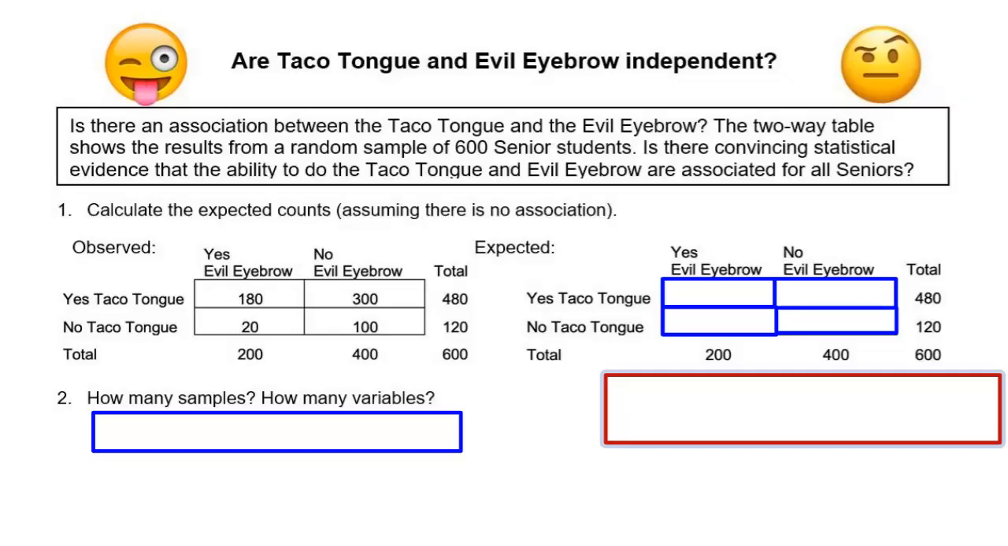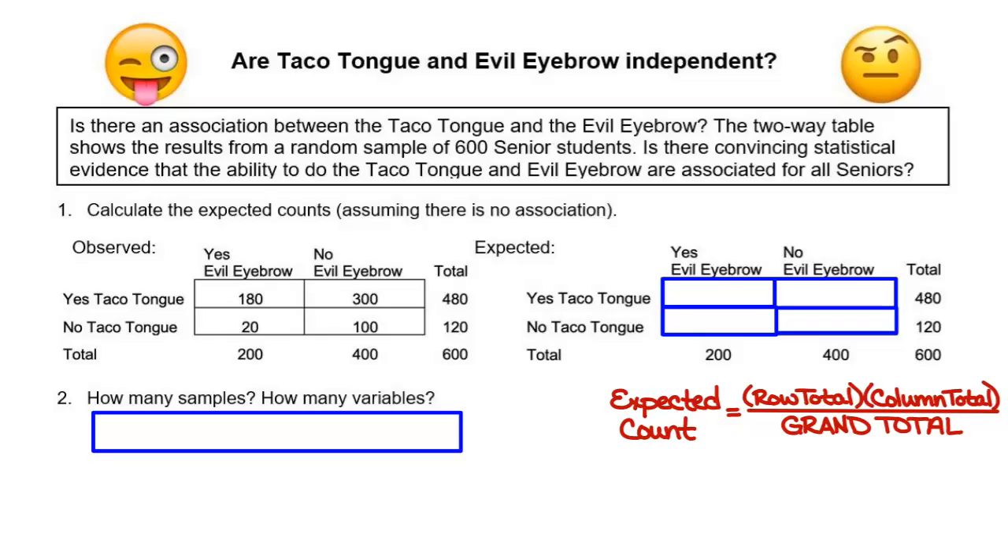Yep, row total times column total divided by the grand total. So what is our expected yes and yes? Yes, taco tongue, yes, evil eyebrow. 160. And so what would the yes, evil eyebrow, no taco tongue expected be? 40, because it has to add up to 200. What would yes, taco tongue, no evil eyebrow be? 320. And then no taco tongue, no evil eyebrow, the expected count would be 80. Perfect.